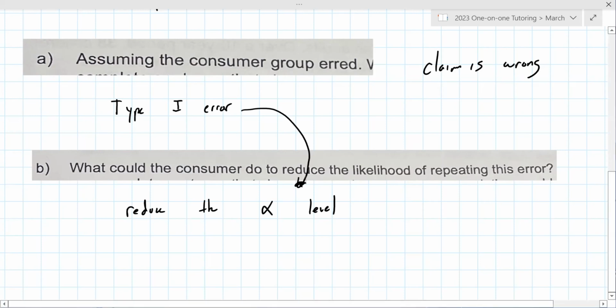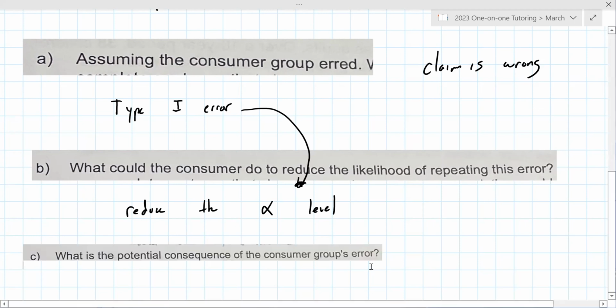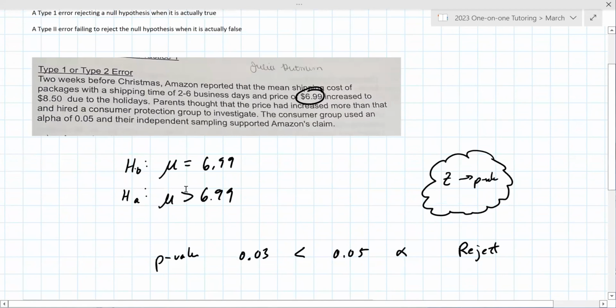All right. And then it says, what is the potential consequence of the consumer group's error in part C? This is again where you have to relate it back to the language of the original problem. So the error here is that they thought it was greater than 6.99, but it's actually not. It's actually 6.99. The issue here is, it's in context. They think shipping costs are going to be more than 6.99. It's actually not. And as a result, maybe they don't buy something, or there's an error in terms of misinformation, I guess. You're sort of creating a narrative where it's just not true. You're like, oh no, pricing is going to go up. But that's going to be bad, and really it's not.